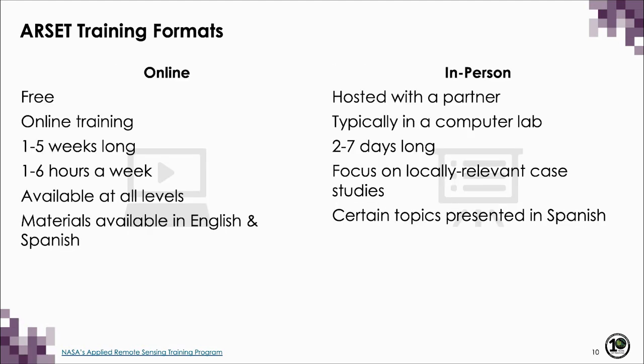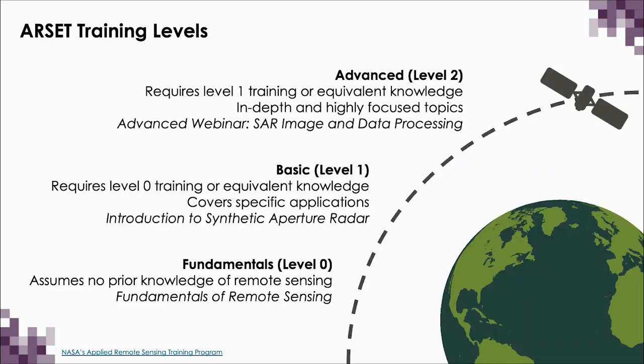ARSET trainings are online, such as this one, and there are also in-person trainings. Most of them are given in two languages, English and Spanish. Online webinars have multiple sessions and they last from 1 to 5 weeks. In-person trainings, depending on the theme, last from 2 to 7 days. And it's typically held in a computer lab and it focuses on locally relevant case studies. There are fundamentals of remote sensing trainings available online. Also, there are introductory and advanced level trainings given by ARSET, depending on different themes and how the requirement is defined by end users.